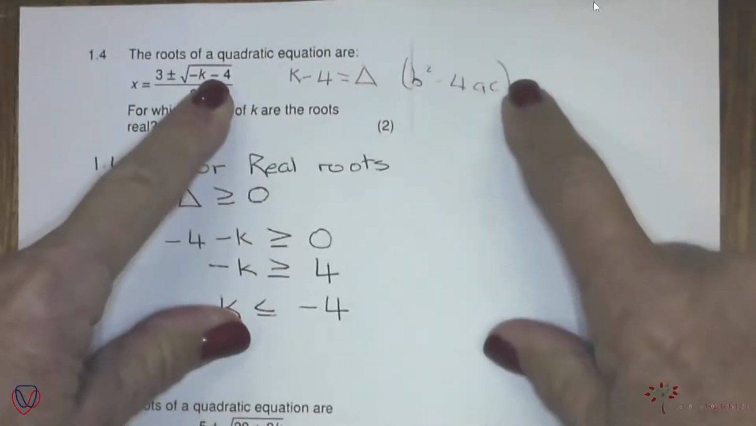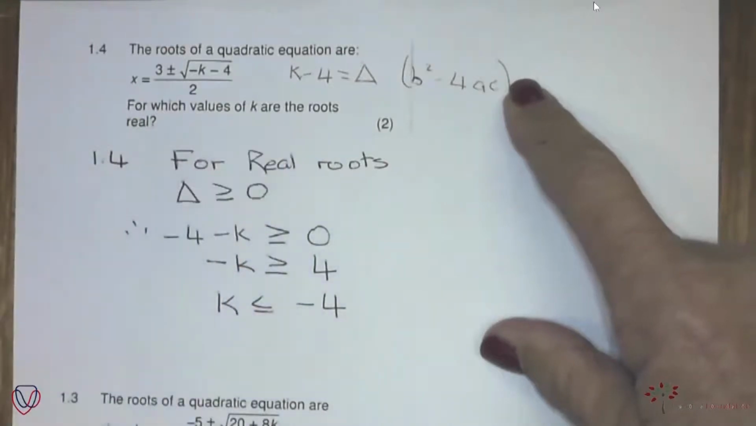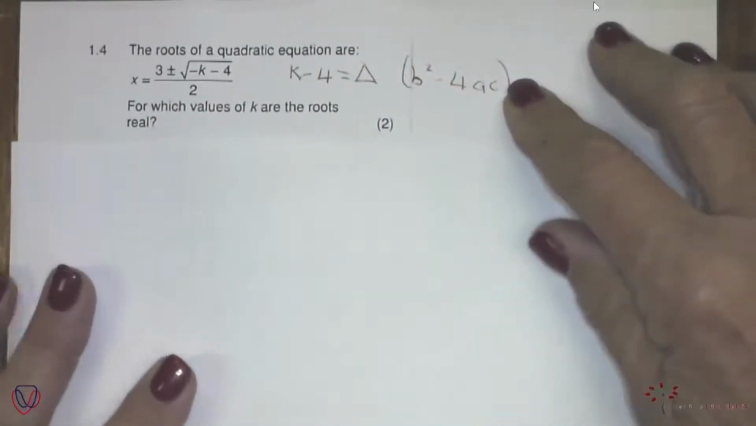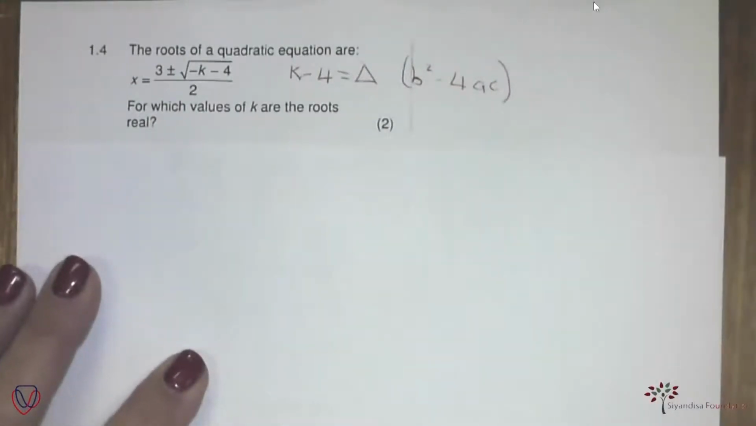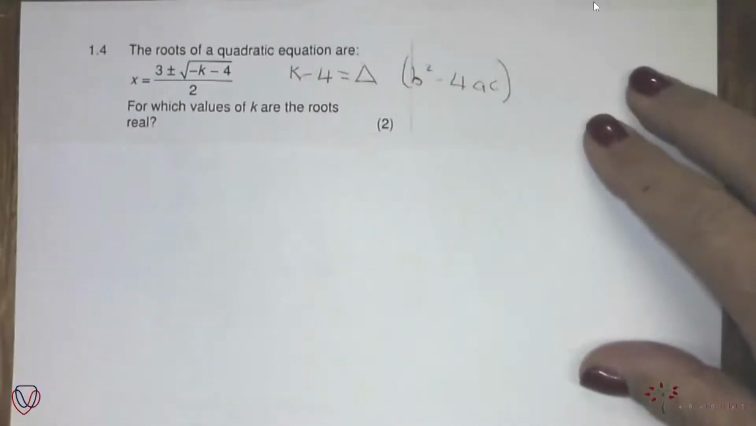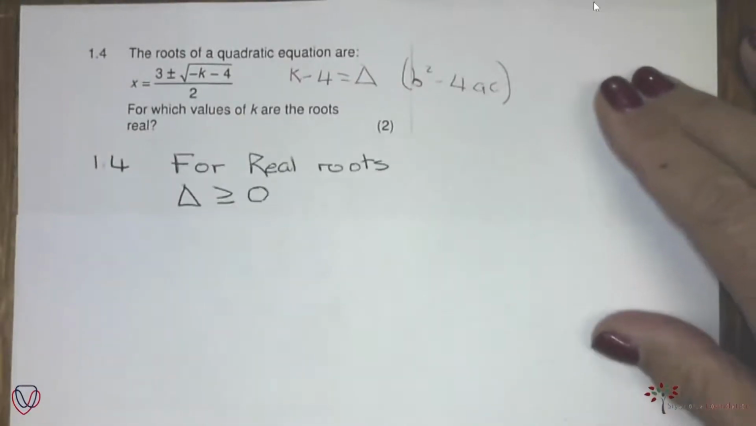And then from delta, they can ask you questions. For which values of k are these roots real? Now, people, for real roots, what do you know about delta? It should be larger or equal to 0, but it can be larger. It shouldn't be a perfect square, because you only bring in the perfect square when they say real and rational. But in the case of real, it's larger or equal than 0.